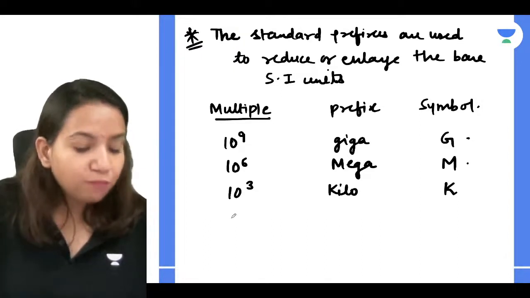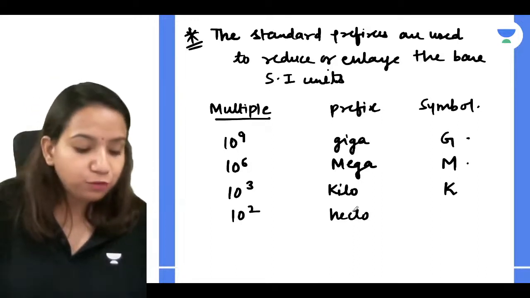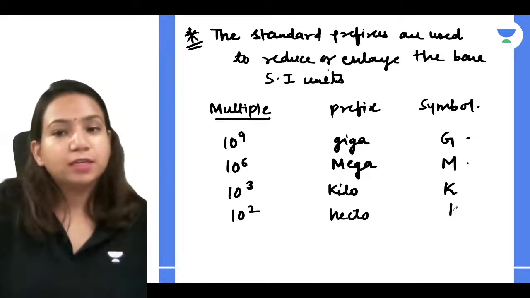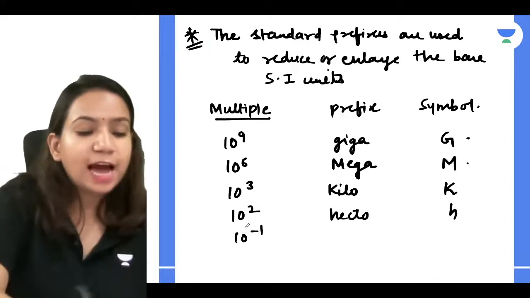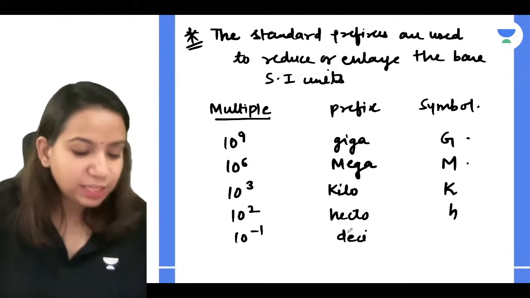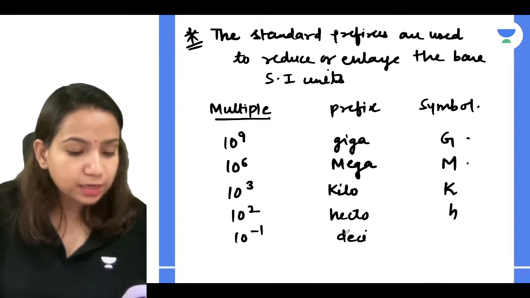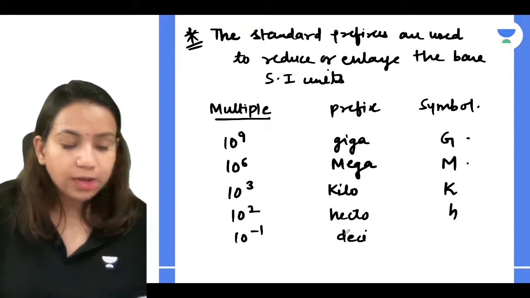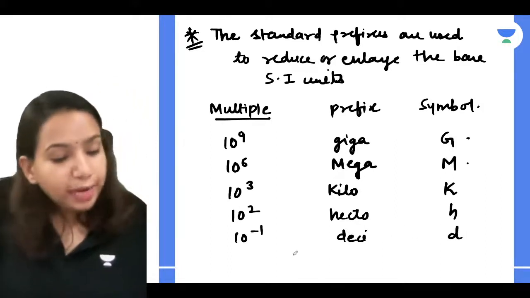Then other than that, what do you have? Very good. You have 10 to the power 2. You use hecto. The symbol for that is, very good, H. Then 10 to the power minus 1. Tell me, guys, what is 10 to the power minus 1? Yes, it is deci. 10 to the power minus 1 is deci. Very good. Sangeeta, Akshay, very good. Good going, guys. Ridhima, you're not answering. Anubhav, where are you? Guys, everyone should answer. So 10 to the power minus 1 is deci, D. Correct. Then what do you have, guys?